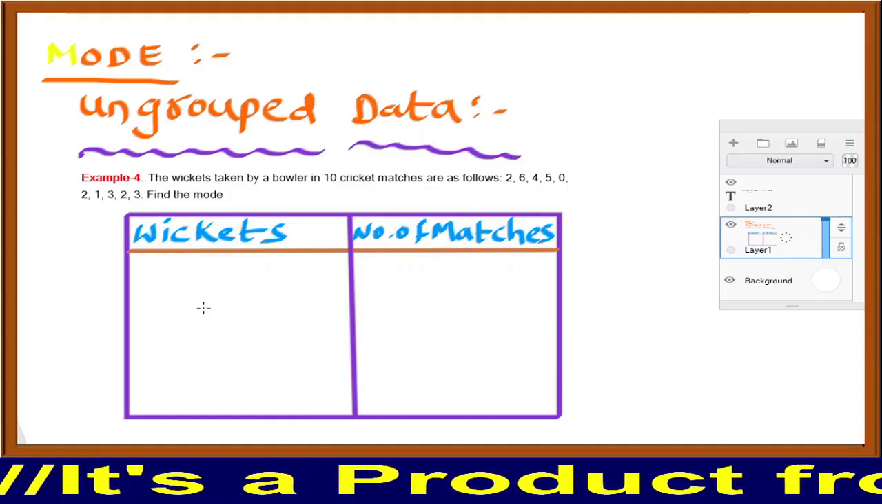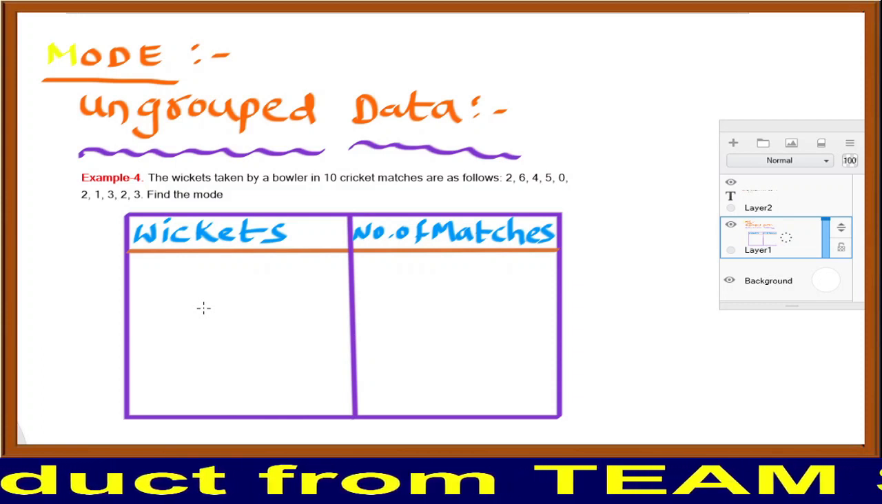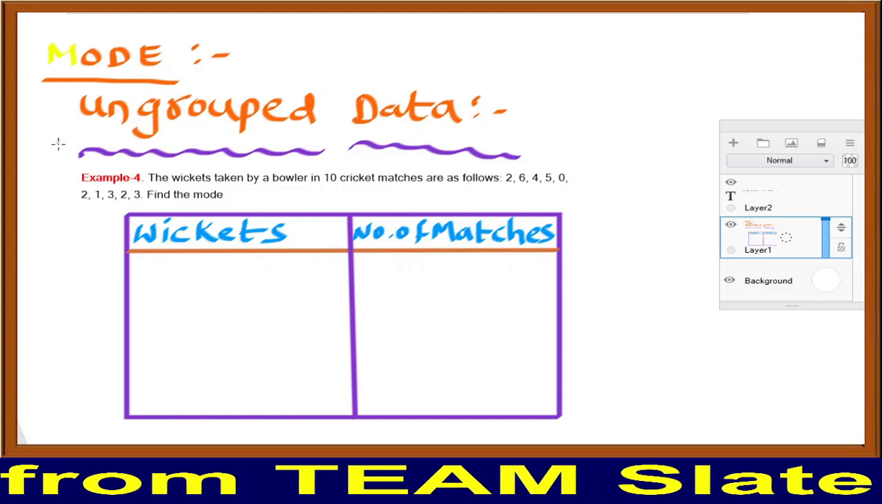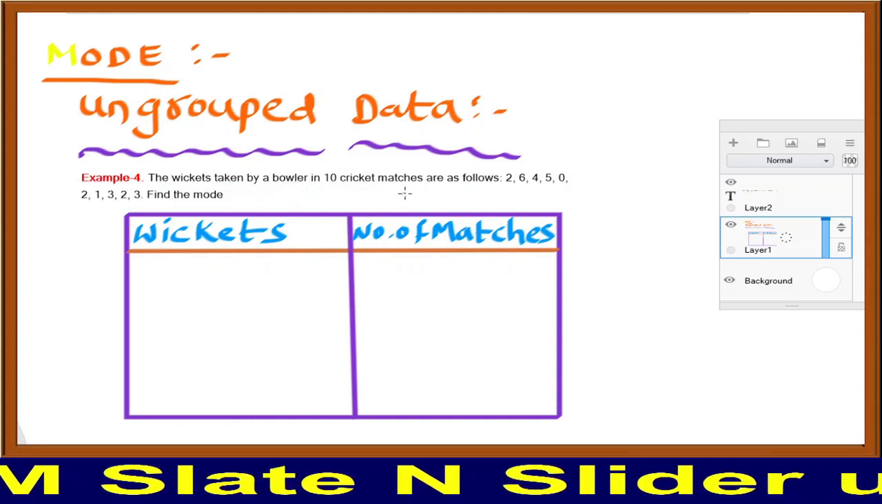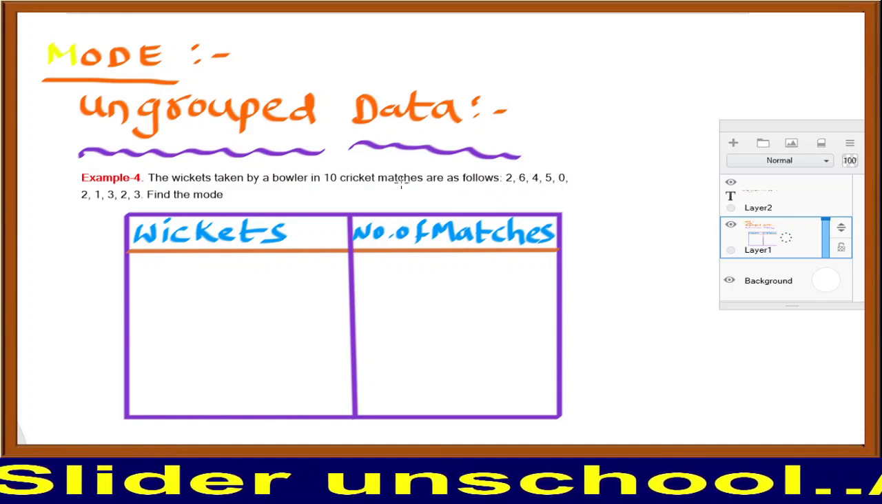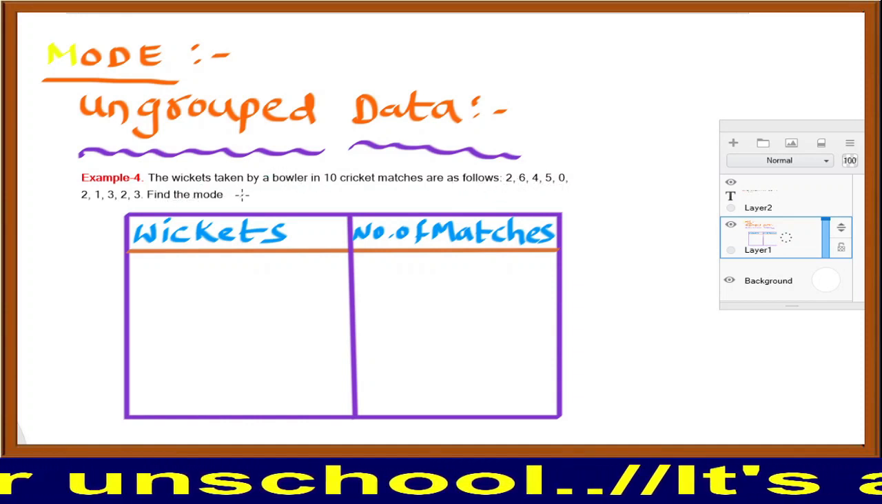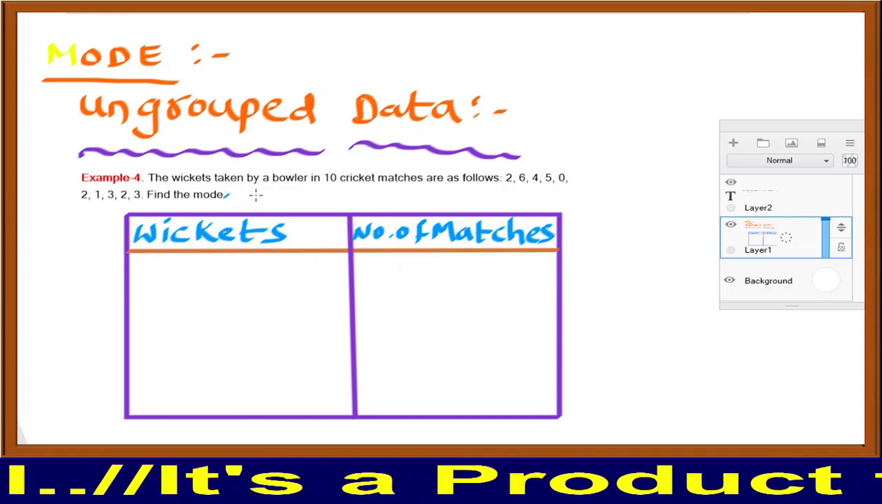Welcome. Today we will discuss mode for ungrouped data. Let us take example 4. The wickets taken by a bowler in 10 cricket matches are as follows: 2, 6, 4, 5, 0, 2, 1, 3, 2, 3. Find the mode. So, for this data we have to write the mode. How to find the mode?